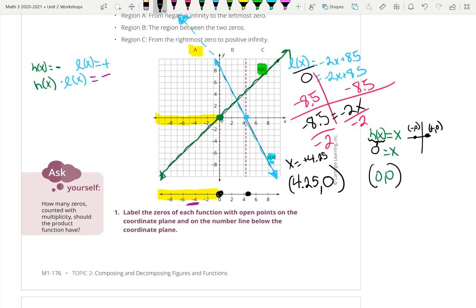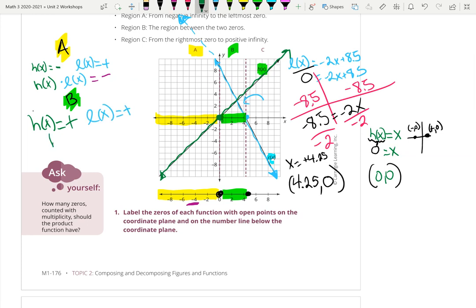I'm going to repeat this again. This was for A. Let's go for B. H of x in region B, between these two zeros. So, region B, well, what is the behavior of the green line, h of x? Notice how between 0 and 4, the line is above the x-axis, meaning it is a positive value. Notice L of x in the region between 0 and 4 is equal to a positive number.